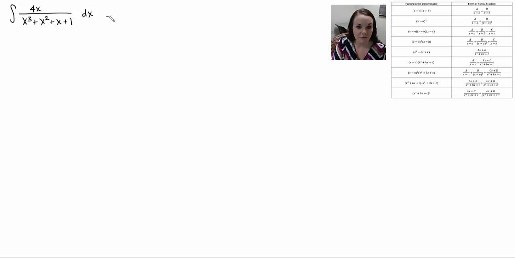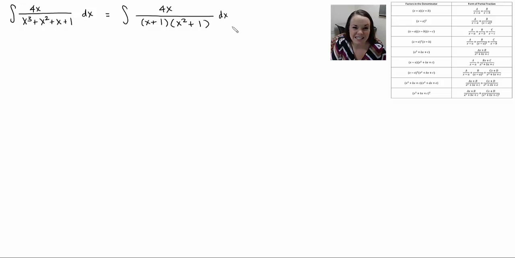So say we are given a problem like this. Well, the first thing I would want to do is factor as far as I can that denominator. And so I can do this with either polynomial long division or synthetic division, and I get x plus 1 times x squared plus 1. And once I have it in this form, I can no longer factor any farther, so I'm stuck.